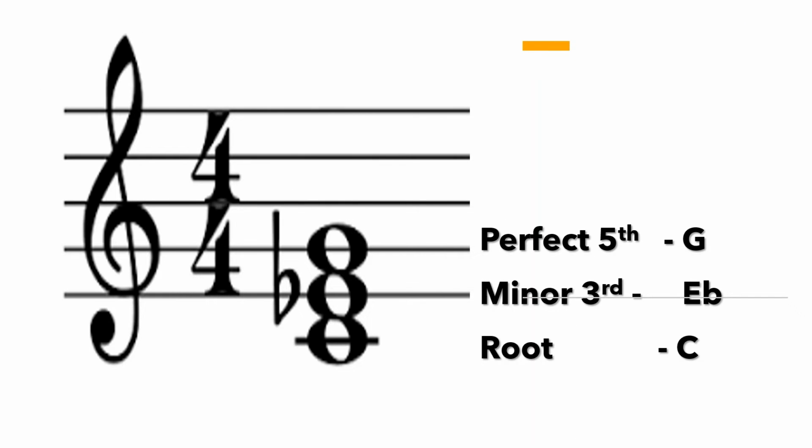This is what it's going to look like on the staff. So it's going to have the root, which is C. It's going to have a minor third, which is E flat with the accidental, and then a perfect fifth, which is G, because we're in treble.